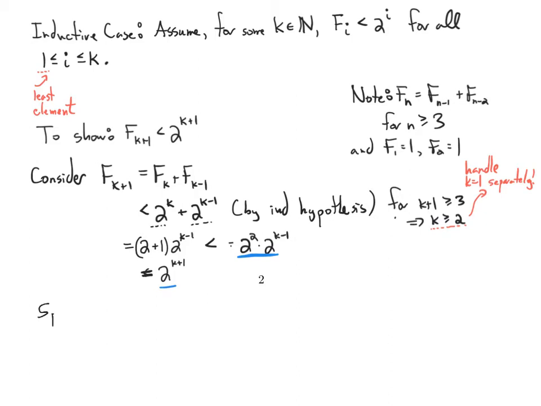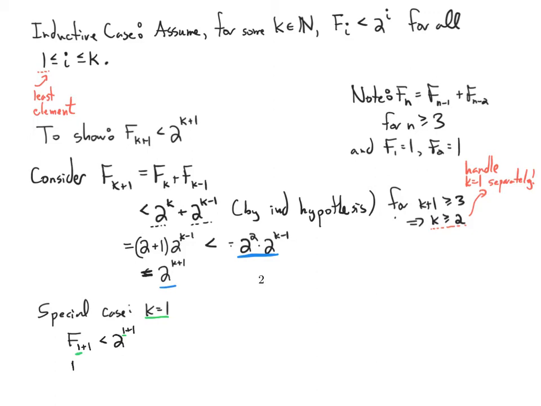So special case is when k equals 1. So when k equals 1, well, what's f2? I'll write it like this first: f1 plus 1, because we're thinking of this guy as our k. Well, we want to show that that's less than 2 to the k plus 1. But remember, in this special case, k is indeed 1.